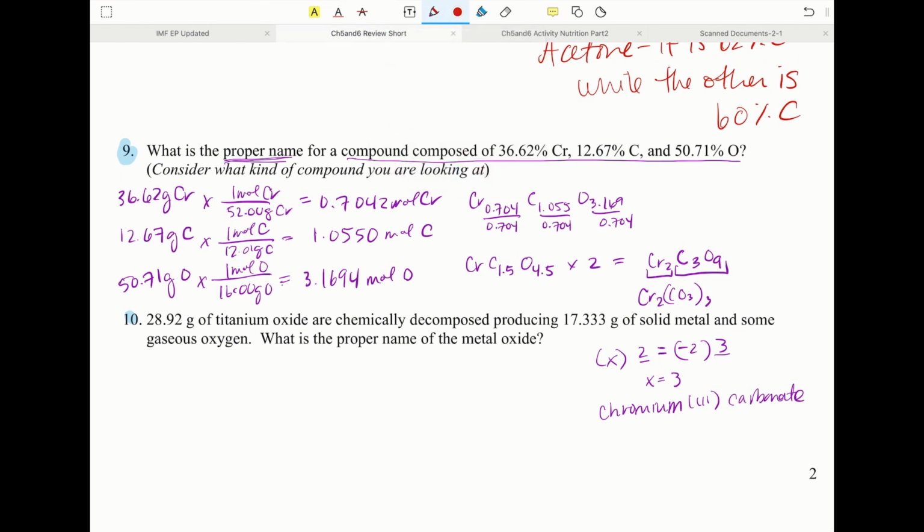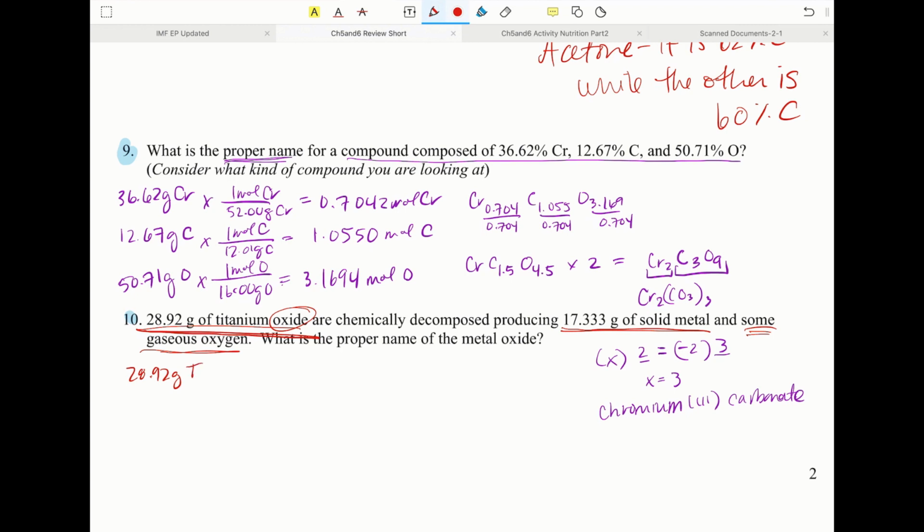Next up, we have a similar but not the same problem where we're given a mass of titanium oxide. Okay, it doesn't give us a charge, meaning we're trying to figure that out. And it has 7.33 grams of solid metal, so titanium, and some gaseous oxygen.